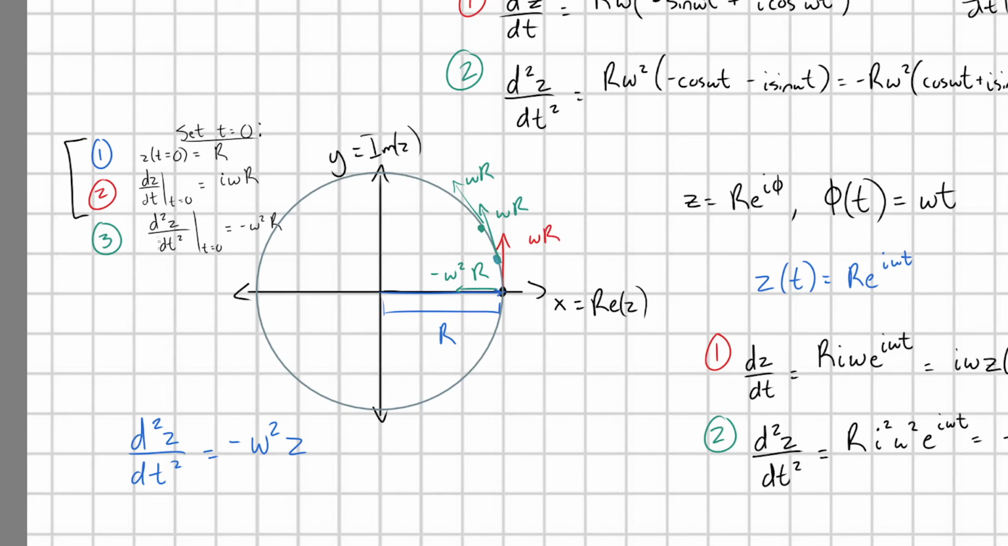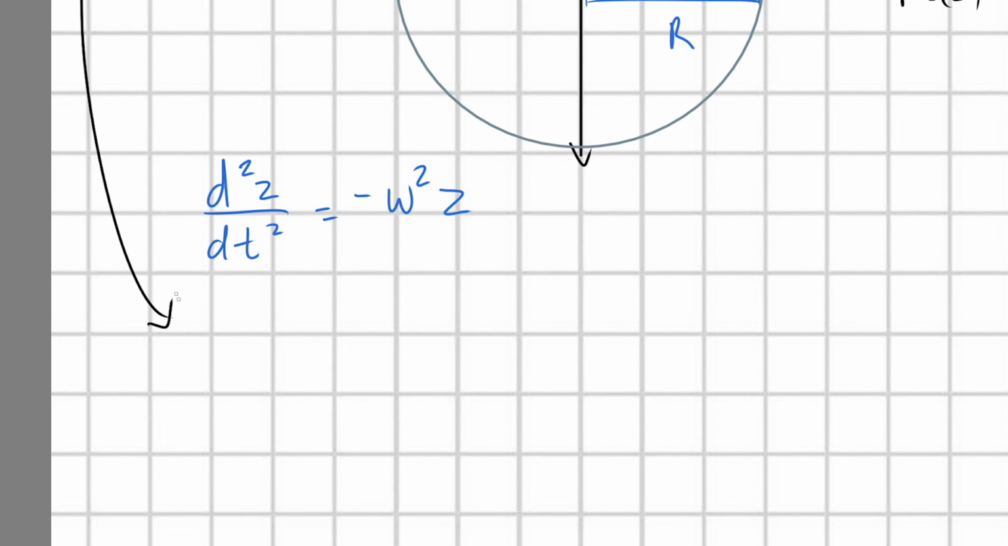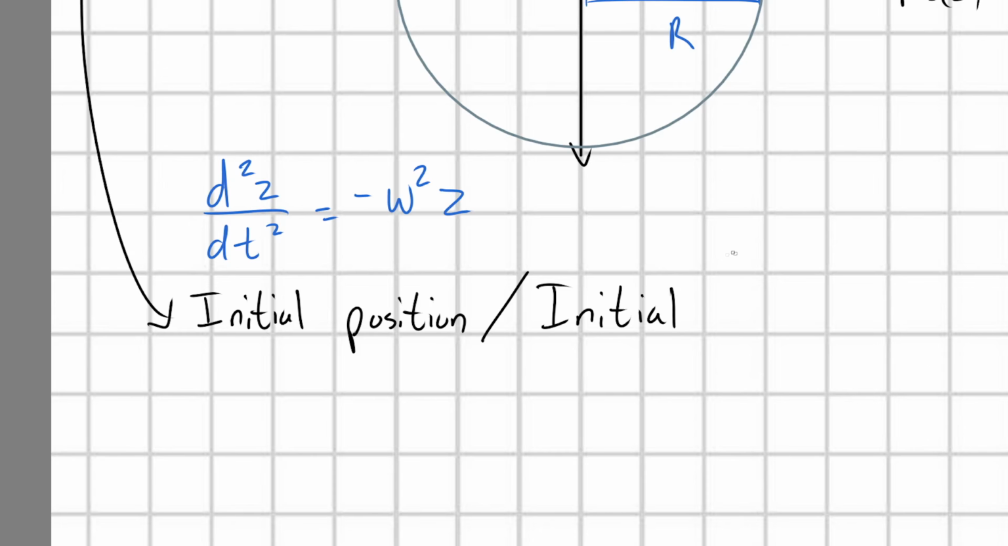So here are my initial conditions. I have my initial position and initial velocity.